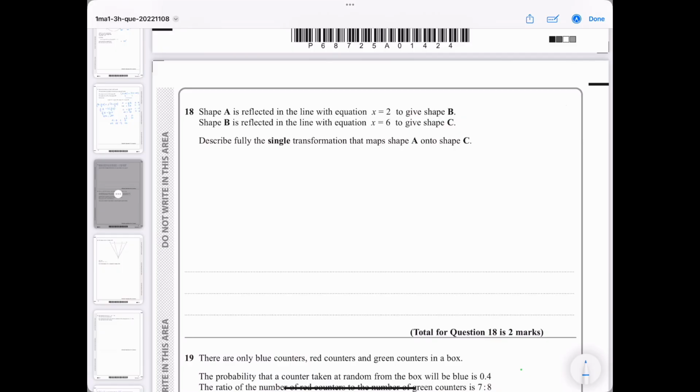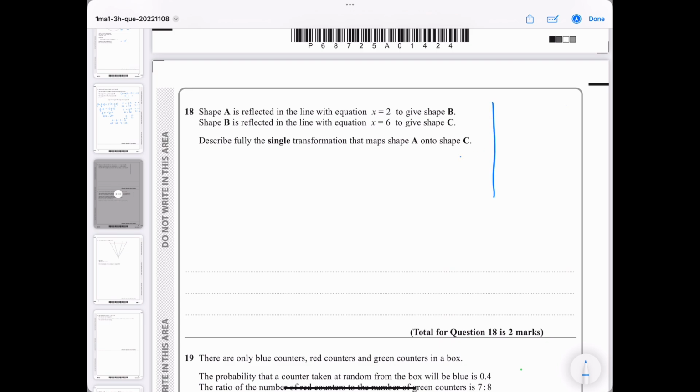Q18, shape A is reflected in the line with the equation x equals 2 to give B, and B is reflected in the line with the equation x equals 6 to give shape C. Then describe the full single transformation that maps A onto shape C.